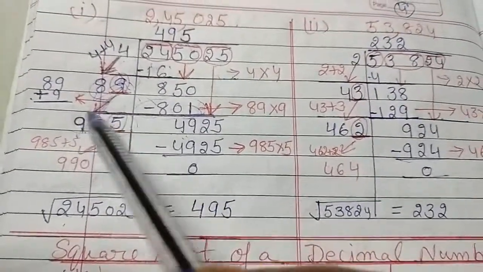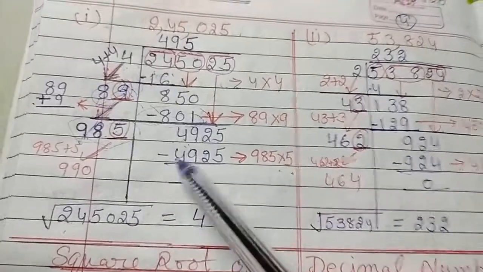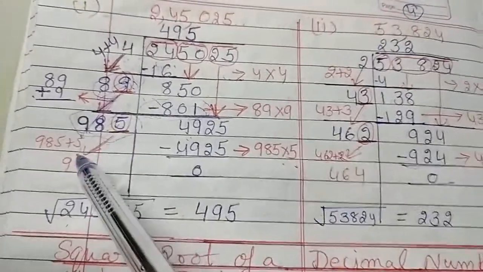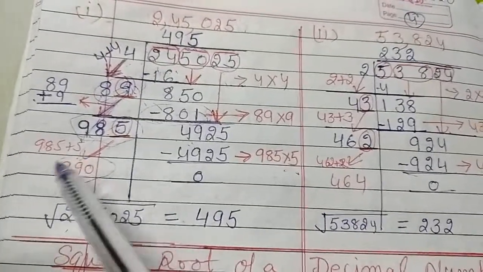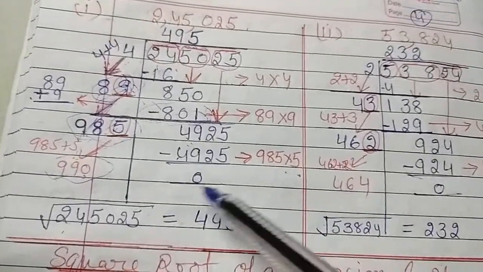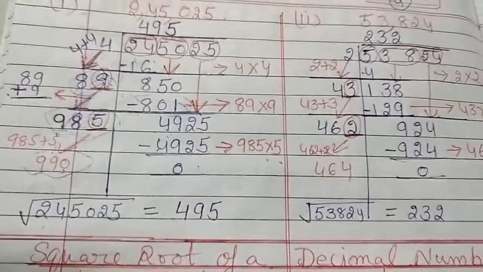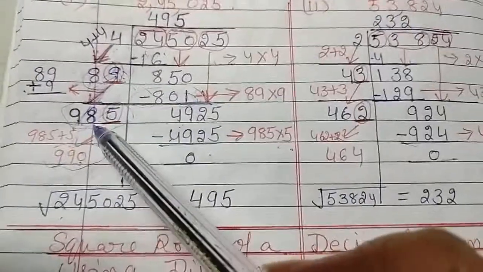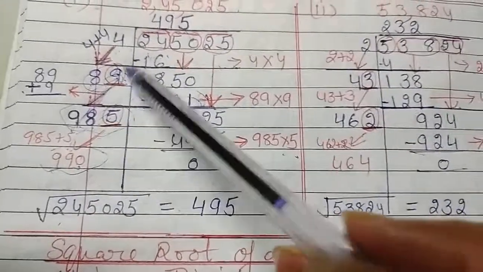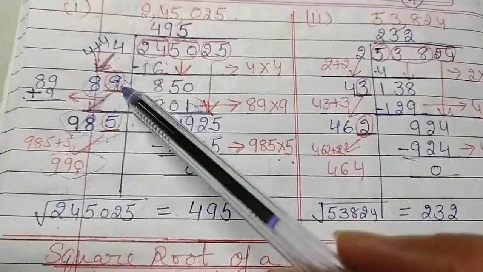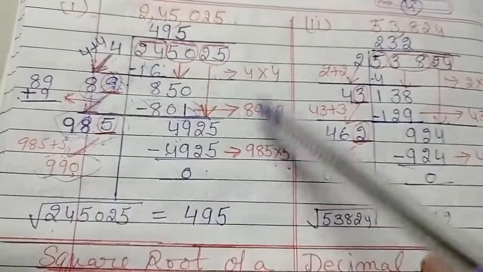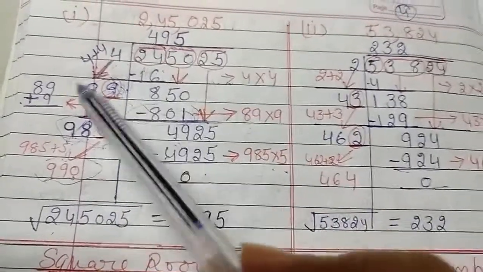So 1985 multiplied by 5, you will get 4925, but when you add 5, the next divisor will be 990. But here we have remainder 0, so we leave that space, and whatever number we added here, we take ourselves, like here 9. 9 nines are 81. So you multiply 9 with this whole number.